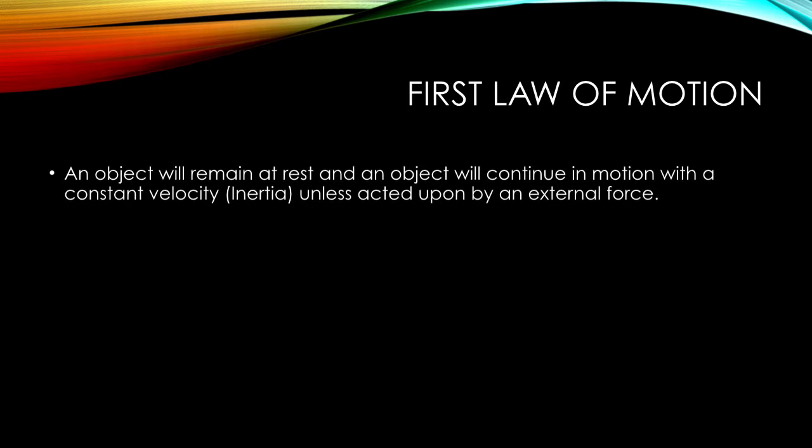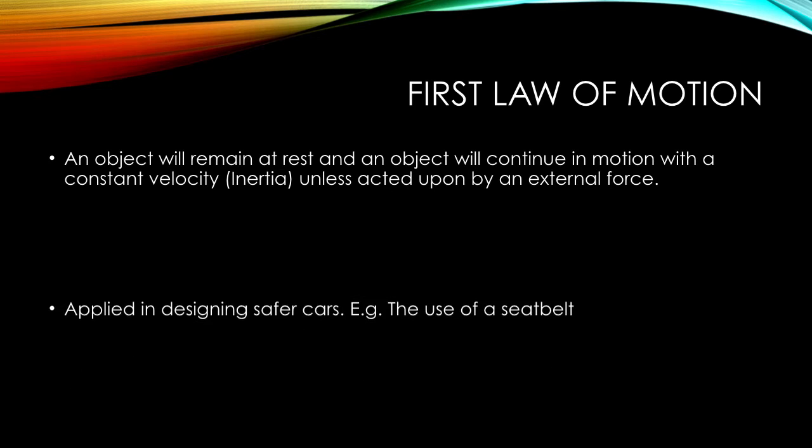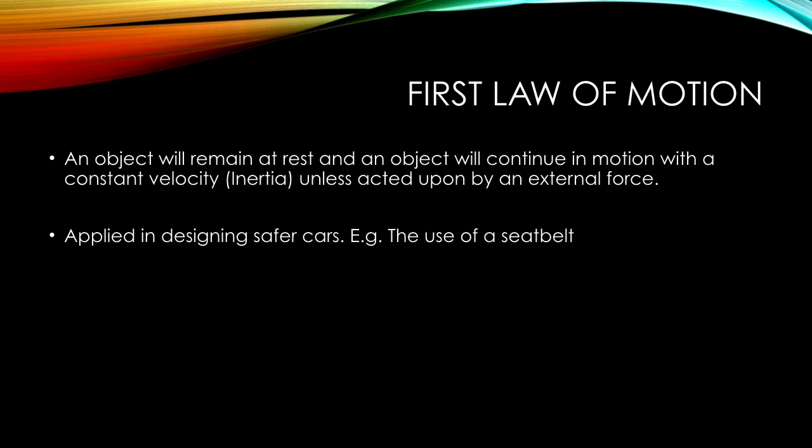Now, Newton's first law of motion can be said to be: an object will remain at rest and an object will continue in motion with a constant velocity unless acted upon by an external force. Now in brackets I have inertia, which also means the ability to remain at rest unless acted upon by an external force. Now this is applied in designing, say, cars.